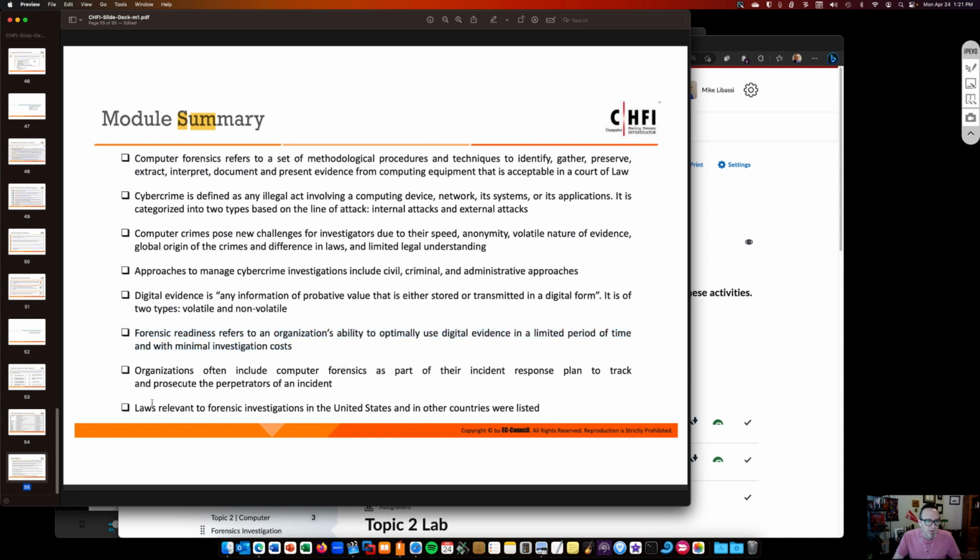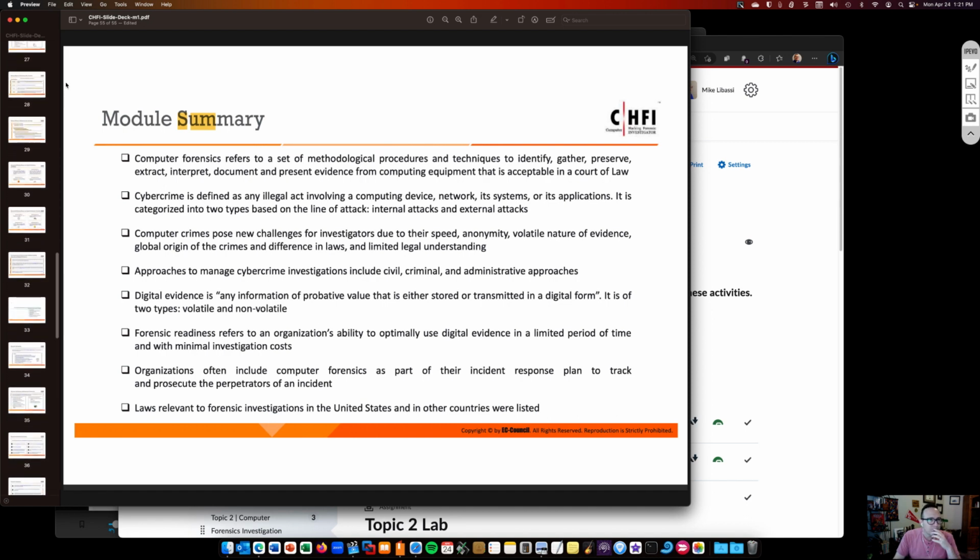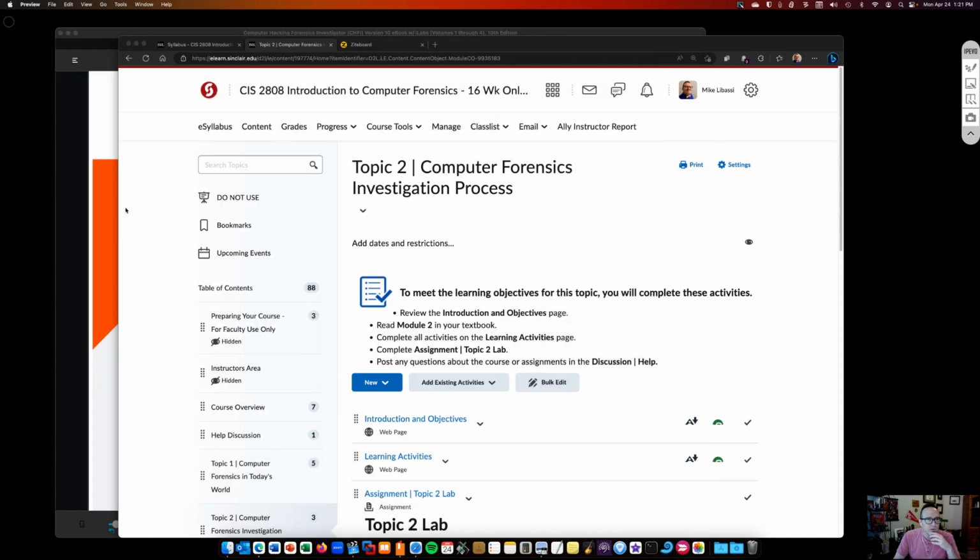Anyways, we're going to understand the laws of forensic investigation in other countries too. So yeah, a lot more complex now, especially if you're dealing with anything overseas. So the chapter talks about that, and I'll leave it there. I don't want to go any more than that.